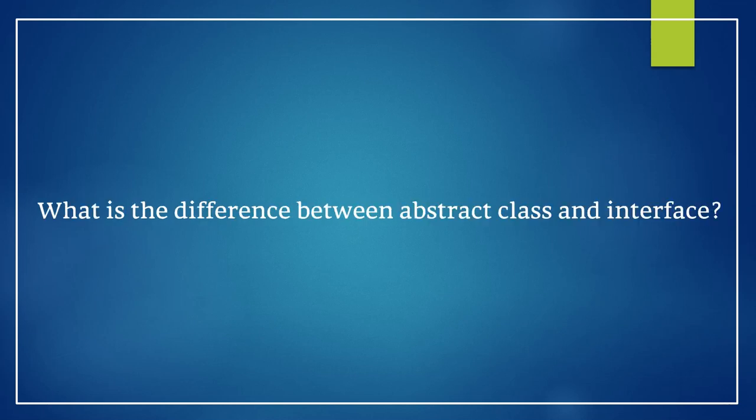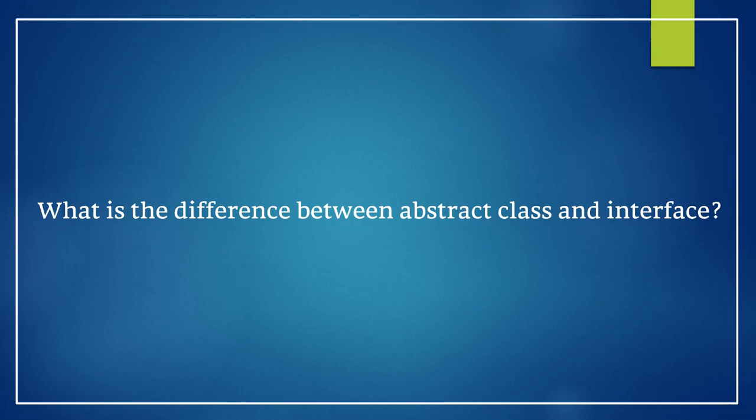What is the difference between abstract class and interface? An abstract class is defined with the abstract keyword, and an abstract class can have abstract and non-abstract methods. An interface is created using the interface keyword. It has only abstract methods. It does not have any non-abstract methods. An interface is implemented using the implements keyword. An abstract class can be extended using the extends keyword.